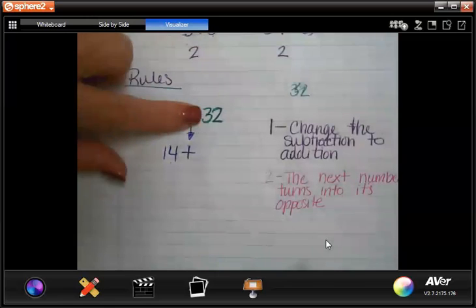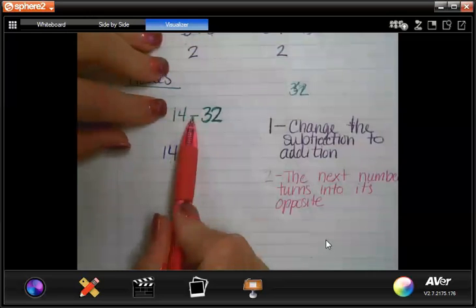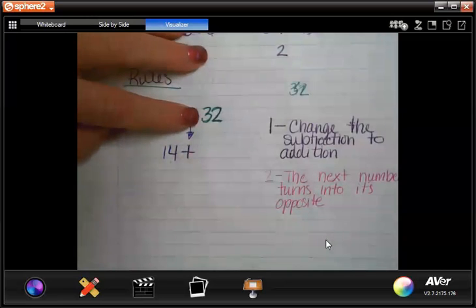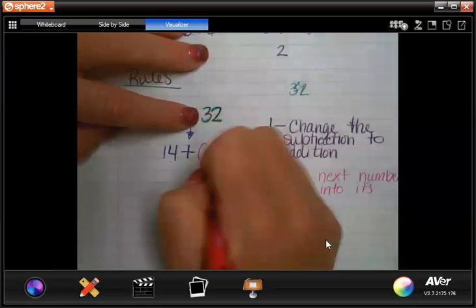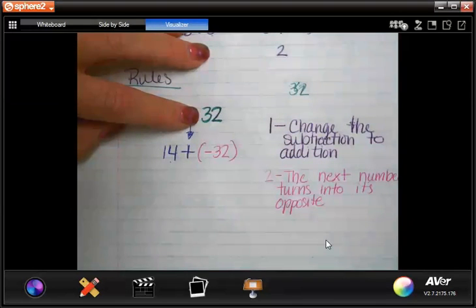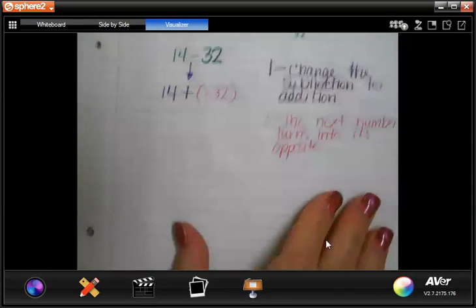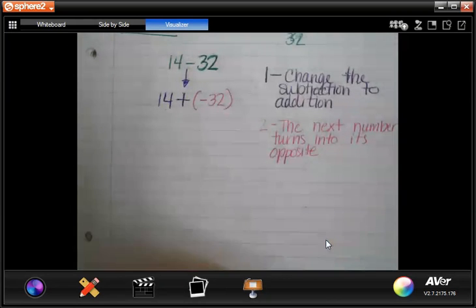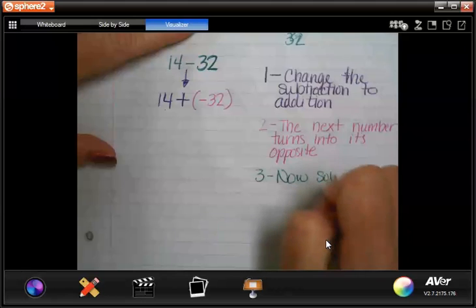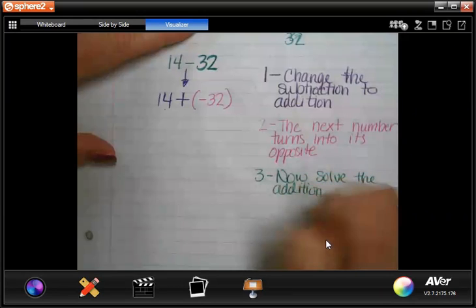All right, so this number is 32. Okay, don't let this subtraction sign get you confused because we already made that change. This number is 32. So the opposite of 32 is negative 32. Okay, and now guess what? You're back to solving an addition expression. Now solve the addition expression.